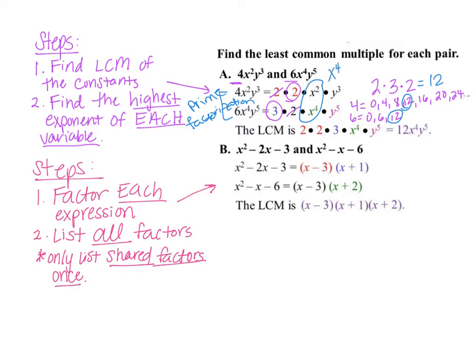I see that I also have a y, and I want to keep the highest, which would be my y to the 5th. So putting that all together, I'm going to keep my 12.